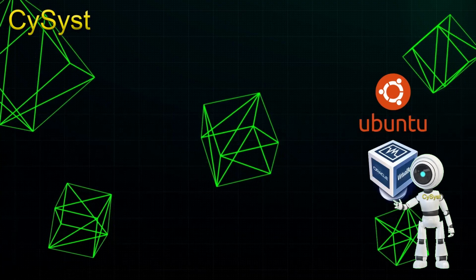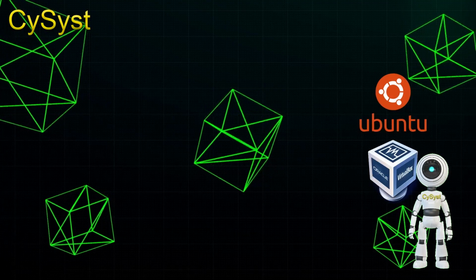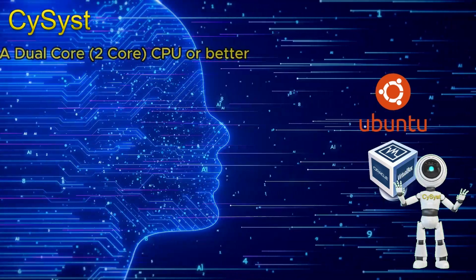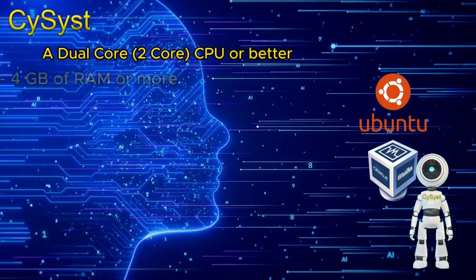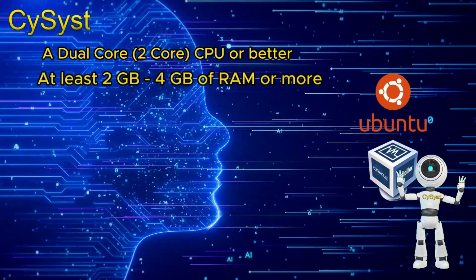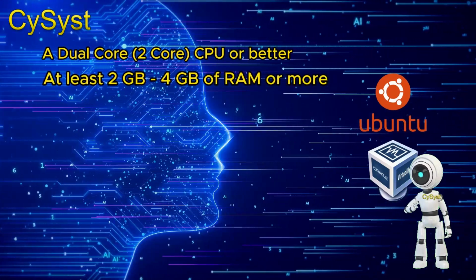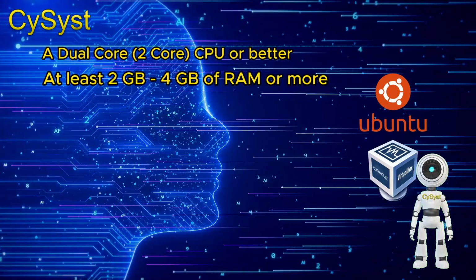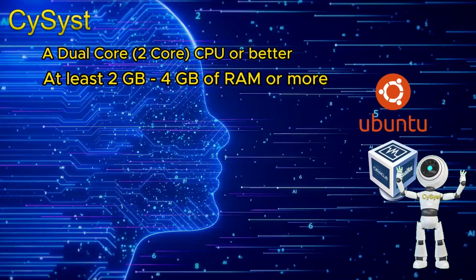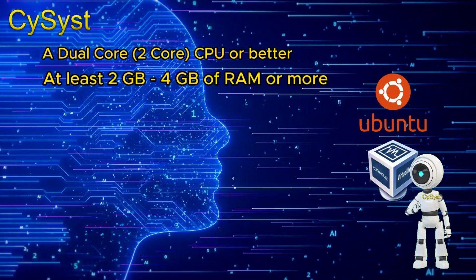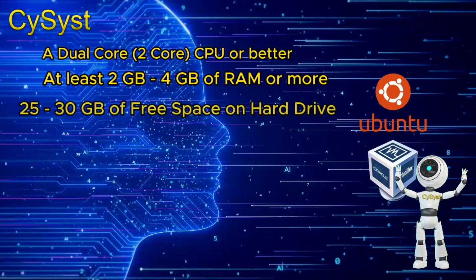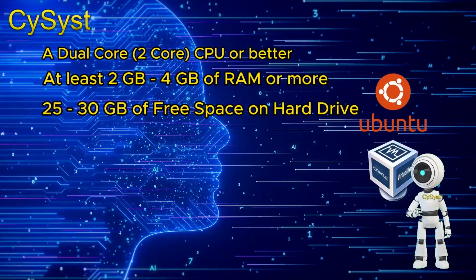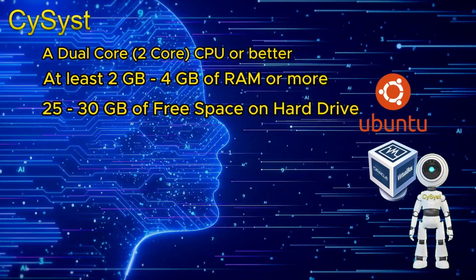To run Ubuntu on VirtualBox, you'll need a few things. A dual-core CPU or better is a good starting point, with at least 2 GB of RAM for a smooth experience. However, for better performance, especially if you're planning to run applications or multitask within the virtual machine, 4 GB or more is recommended. Generally, you'll need around 25 to 30 GB of free space for a basic Ubuntu installation.